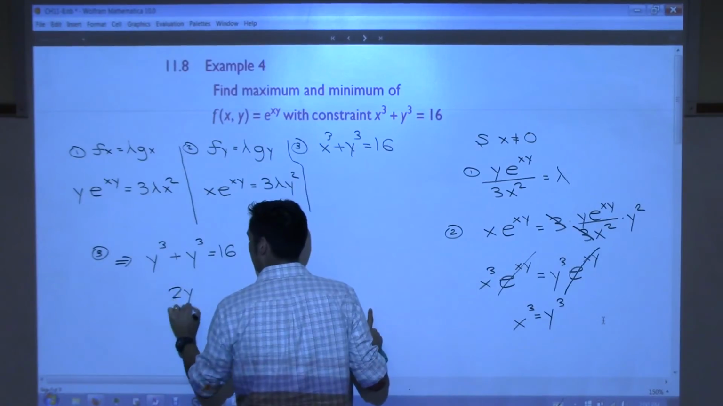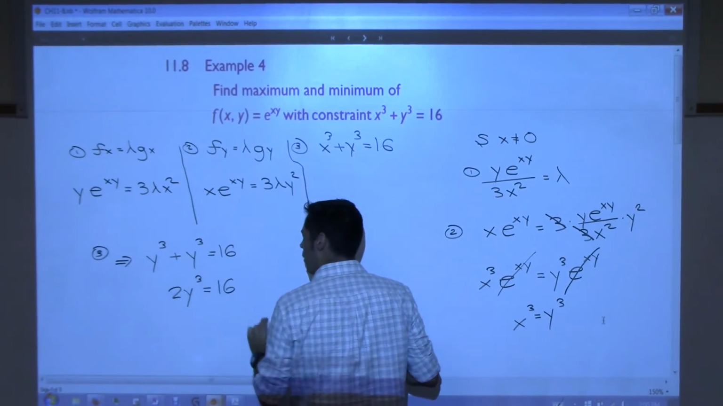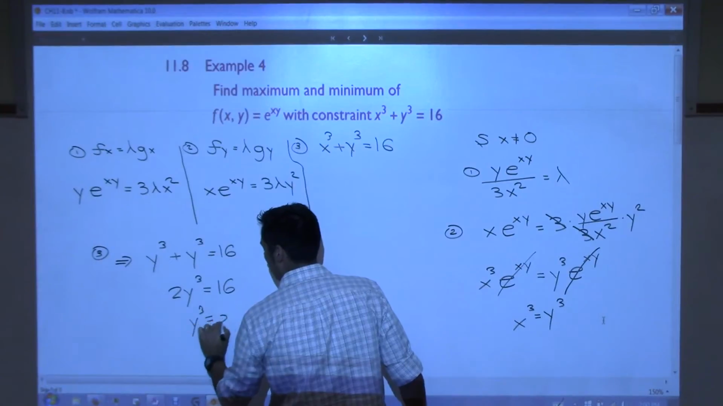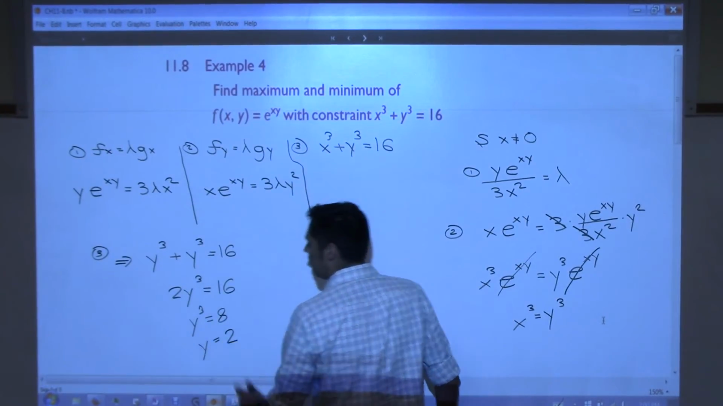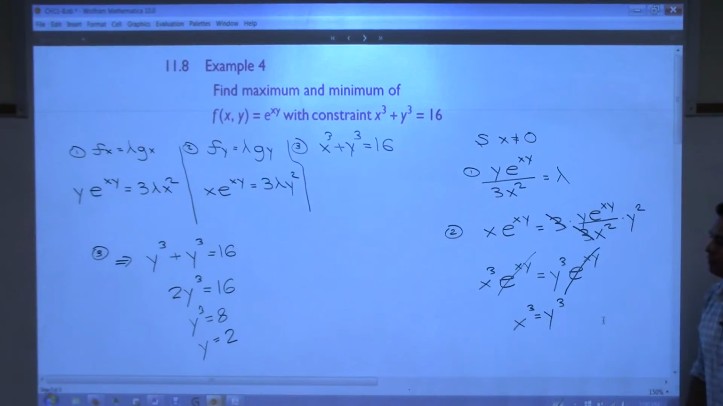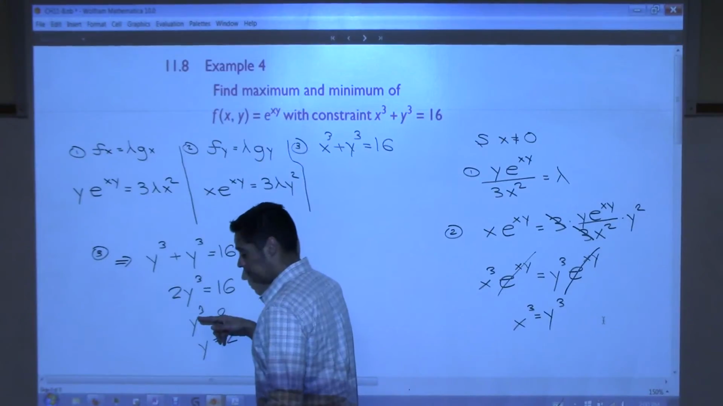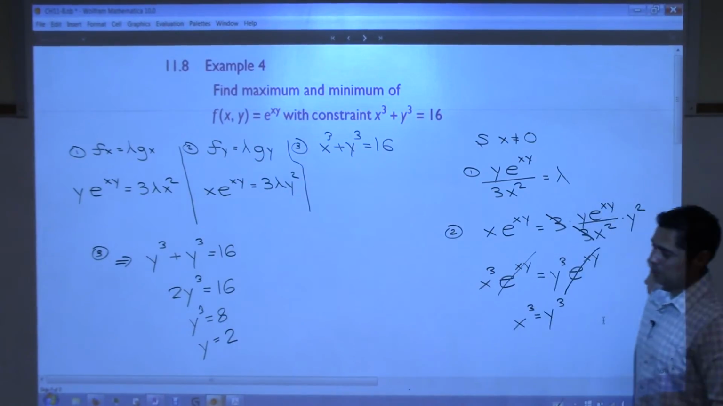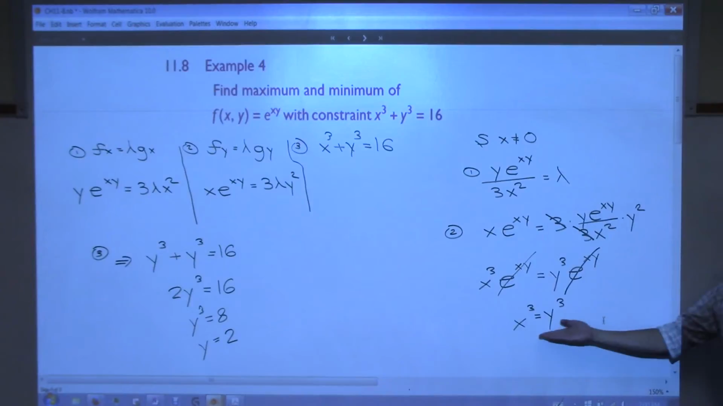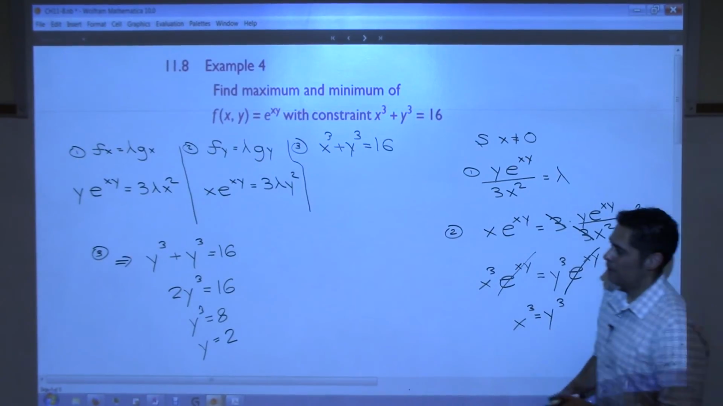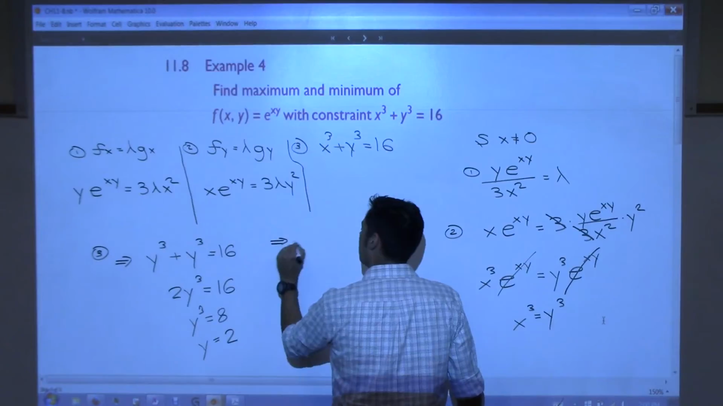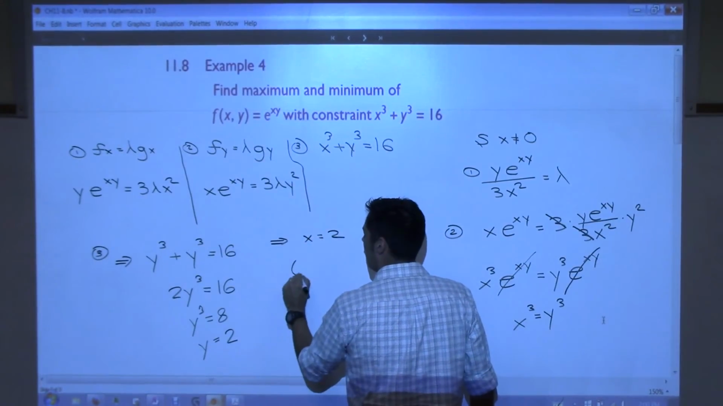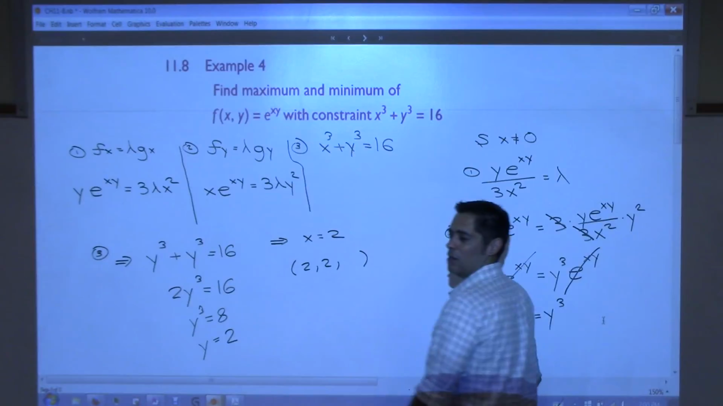Oh, look how nice this is going to be. 2y cubed equals 16, which means y cubed is 8, which means y is 2, not plus or minus, right? Just 2? All right. Now what? Is it going to be plus or minus or not? Just plus because it's a cube, not a square. That means x is 2 because of this equation, right? Which implies that x is 2. Hey, this is promising. I've got 2, 2 so far, right?